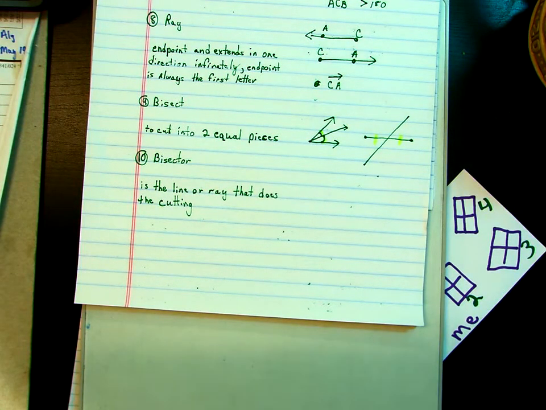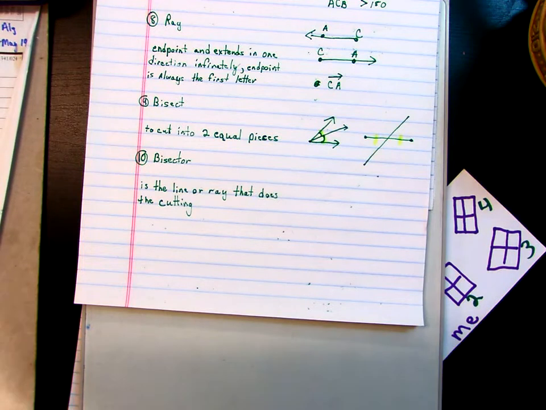Like a midpoint cuts a segment into two equal pieces. A line segment can cut another line segment into two equal pieces. A ray can cut an angle into two equal pieces. A line can cut a ray into two equal pieces. So you have to understand that there are different things that do the cutting. They're not all called the same. They don't all look the same. They all do the same thing.